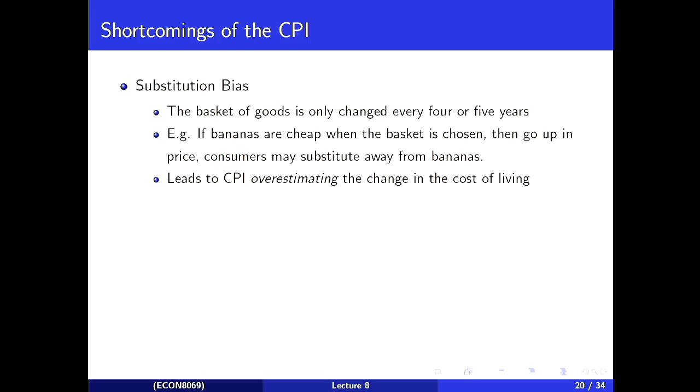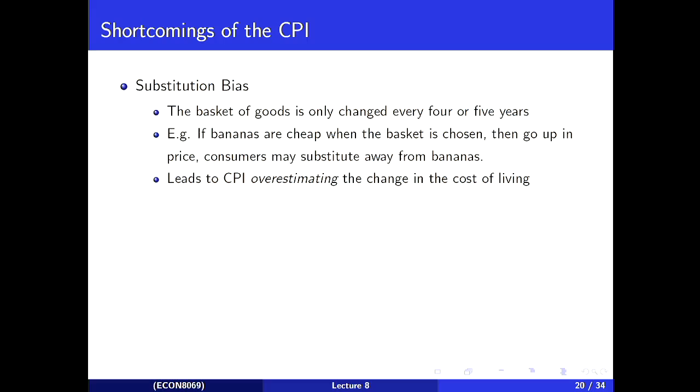And so, sure, bananas became super duper expensive briefly early this year. But my cost of living did not increase significantly because I just stopped buying bananas. If bananas are cheap when the basket is chosen, so the basket's chosen in 2017, let's say bananas are $1 a kilo or $1.50 a kilo, and I'm buying 4 kilos a week because I legitimately really like bananas, and then the price jumps and is now $10 a kilo.